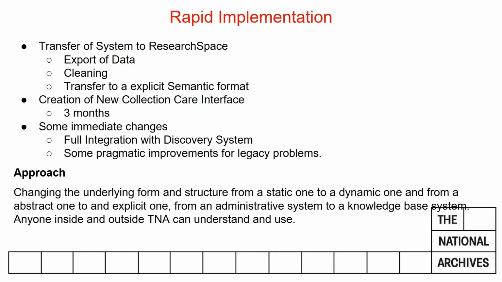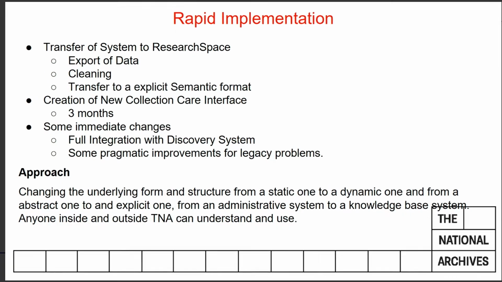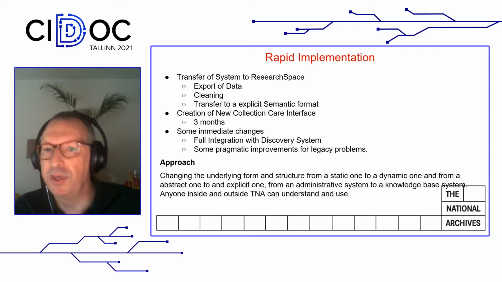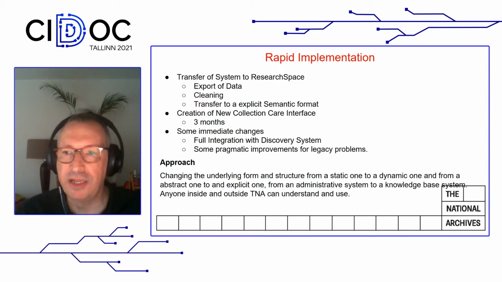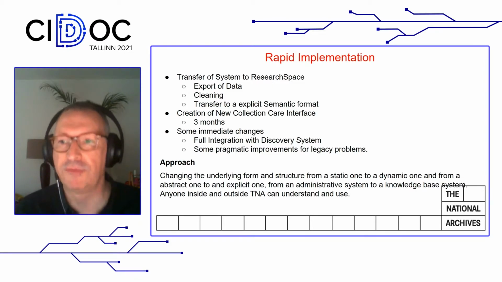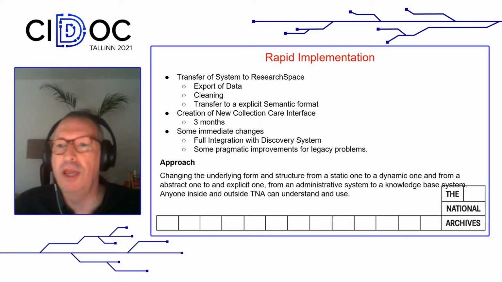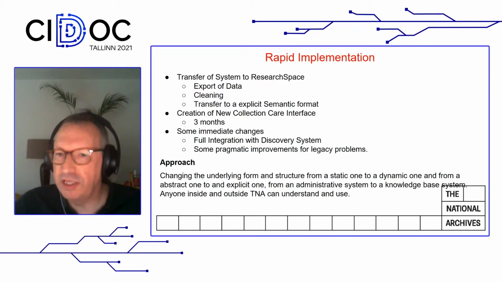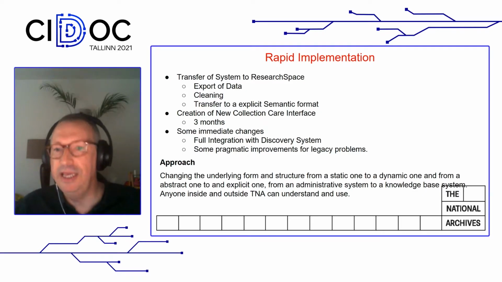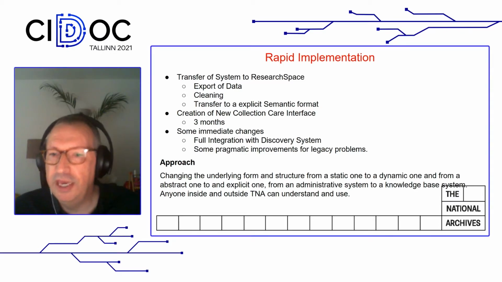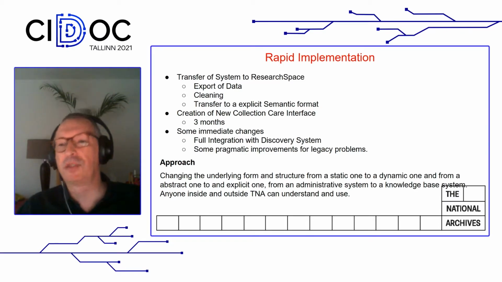So the implementation of ResearchSpace in the National Archives was in October last year. There was a very short space of time to implement it. Because ResearchSpace is a dynamic model and it's quite flexible, and because the logic and the meaning is embedded in data, not in the user interfaces, it can be used to rapidly create new applications. And as such, the transfer of the TNA's old system to a completely new, custom system took approximately 3 months, including integration with the National Archives discovery system.